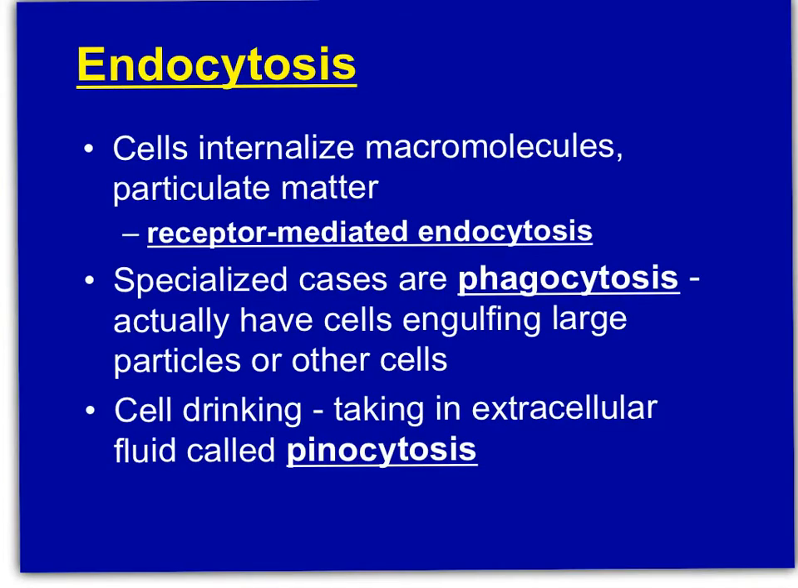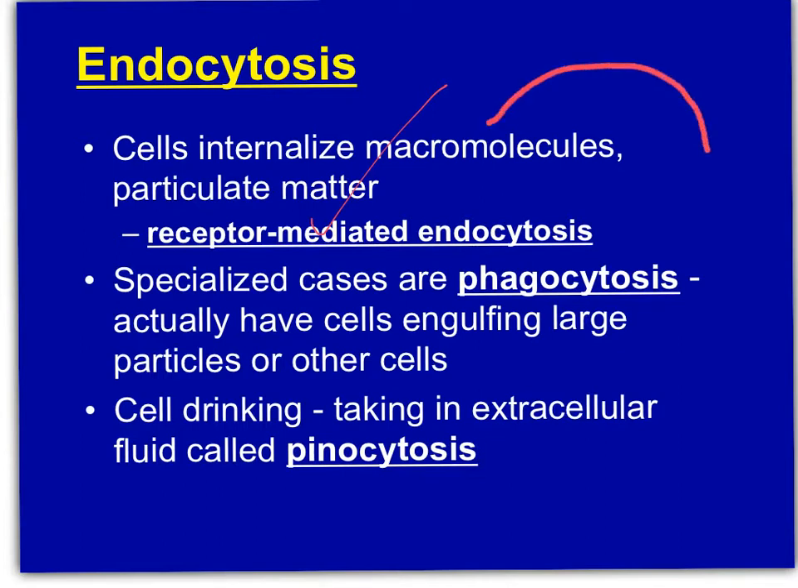endocytosis is the process of internalizing molecules from outside the cell into the cell. And there are many different ways that this can occur. The one that I'm going to talk about mostly is receptor-mediated endocytosis. That's using a receptor on the outer surface of a cell.